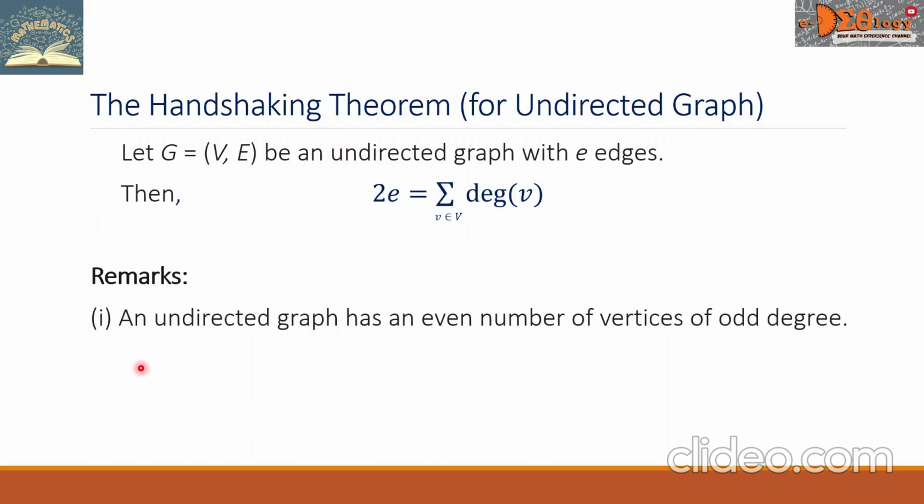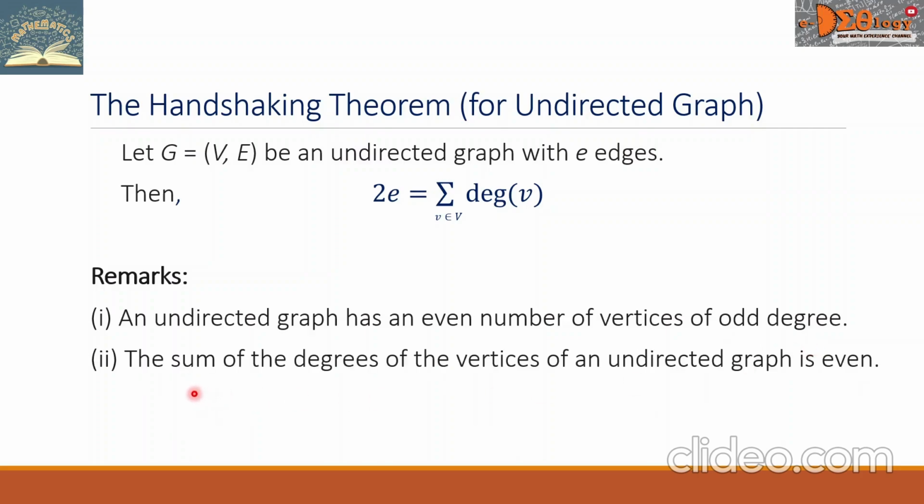This is the first one: an undirected graph has an even number of vertices of odd degree. Second, the sum of the degrees of the vertices of an undirected graph is even. This is the statement corresponding to our formula here.